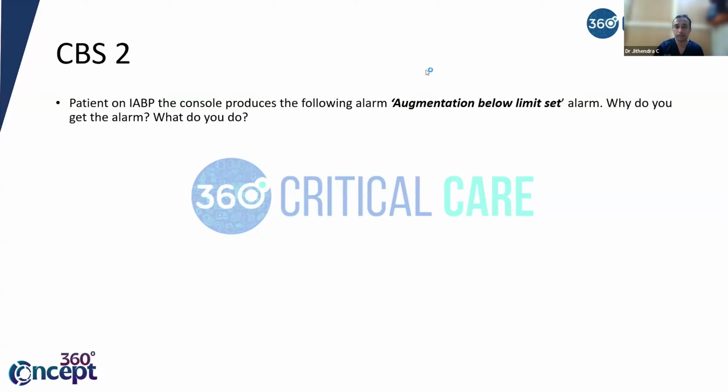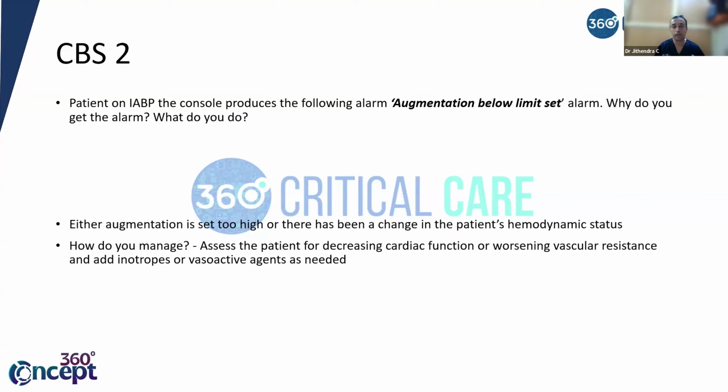So it is usually the alarm limits. One of the common things can be that the alarms may be set abnormally. Either augmentation is set too high, you have expected too high, or there has been a change in the patient's hemodynamics. Suddenly the patient had some issue. Some acute thrombosis has happened, or new ischemia is happening. The heart function became less. So that is when you'll get this augmentation below set limit.